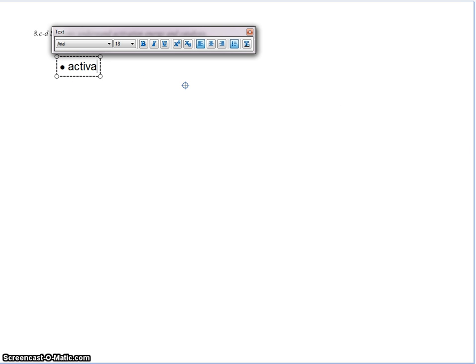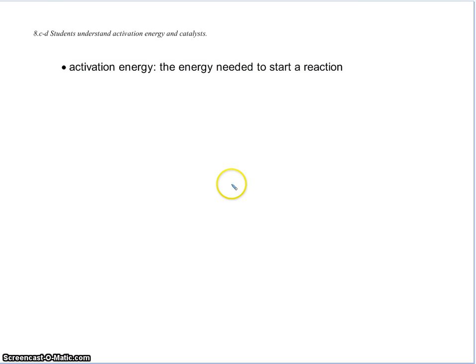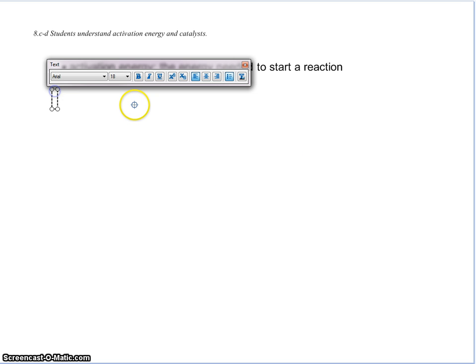Okay, this next one, 8CD. Students understand activation energy and catalysts. Well, what is activation energy? Activation energy, the energy needed to start a reaction. So in your car, this is the starter, the ignition, the spark plug. You've got gas, which wants to explode, but it's got to have a spark to get started. Or it's like your candle, which you've got to light a match to get started. But once it gets going, it's going to keep going because it's producing its own energy. It's exothermic.